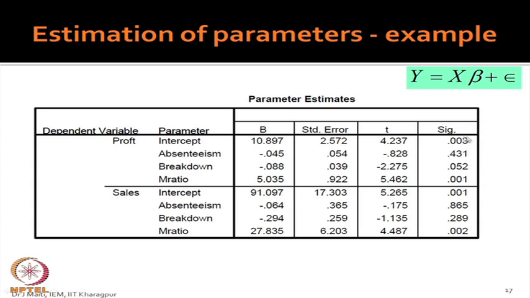T value 4.237 means it is quite a large value, and the probability significance level is 0.003. Similarly for absenteeism, breakdown and M ratio, you see what is happening here: absenteeism is not significant, breakdown is significant, but slightly higher than the 5% significance level, though still to be considered. M ratio is very significant from the profit point of view. From the sales point of view, even breakdown hours are not coming out significant.